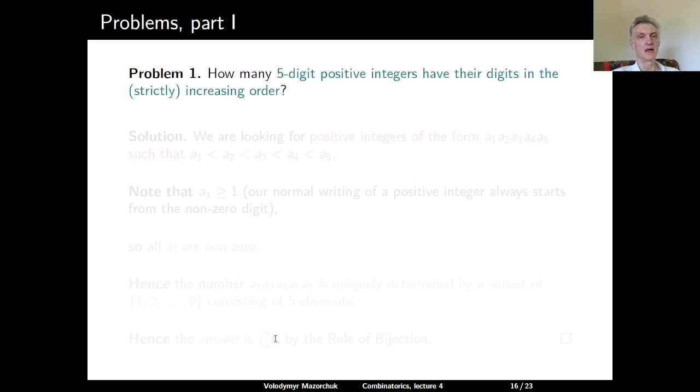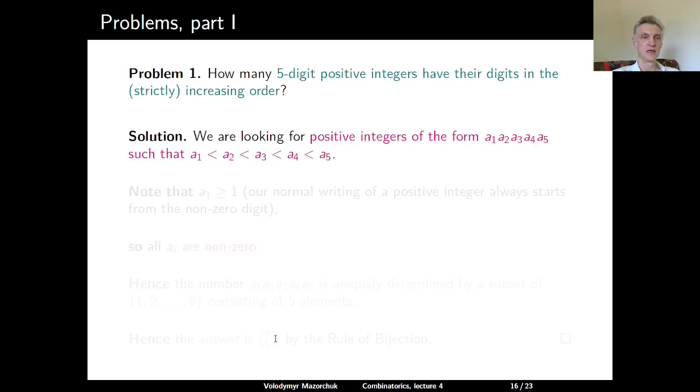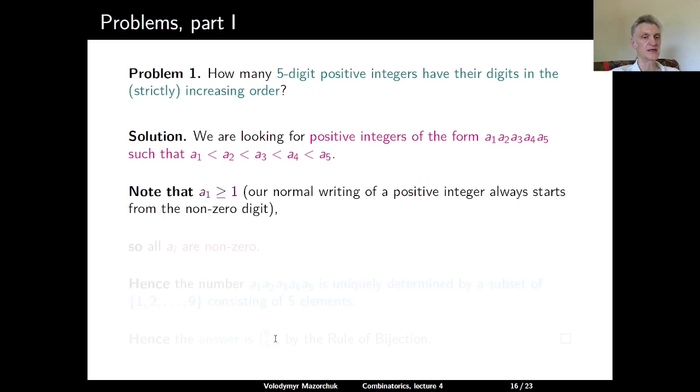Problem 1. How many 5-digit positive integers have their digits in the strictly increasing order? Solution. We are looking for positive integers of the form a1 a2 a3 a4 a5, such that a1 is smaller than a2, smaller than a3, smaller than a4, smaller than a5. Note that a1 is greater than or equal to 1 because when we write a 5-digit integer, we start from a non-zero number. And in particular, all the ai's are non-zero.